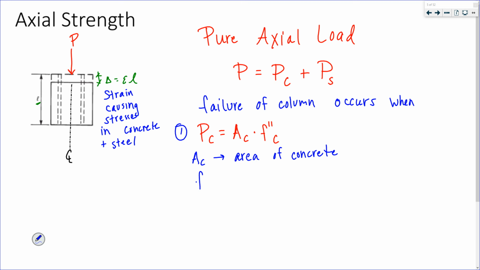And your F double prime C is the strength of concrete loaded as a column. Now, why isn't this just the compressive strength? Because this is also going to take into account the potential for buckling and all that. It's not just pure compression.